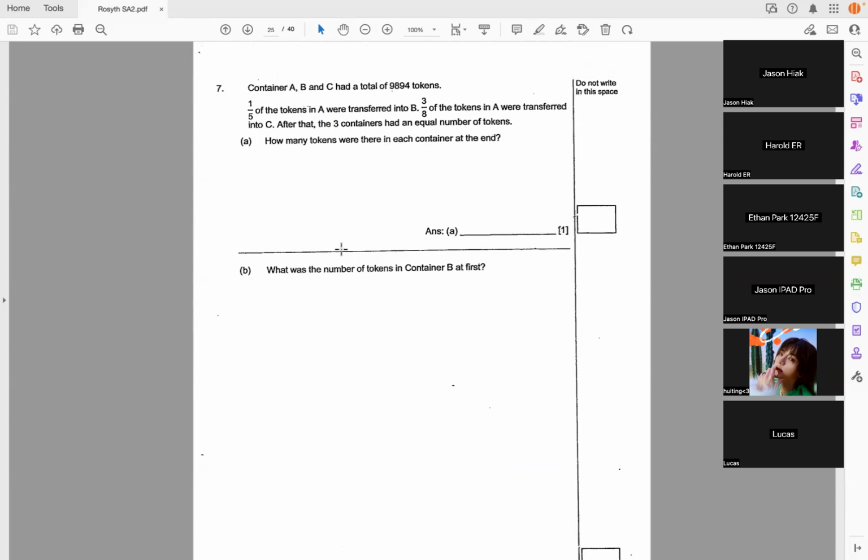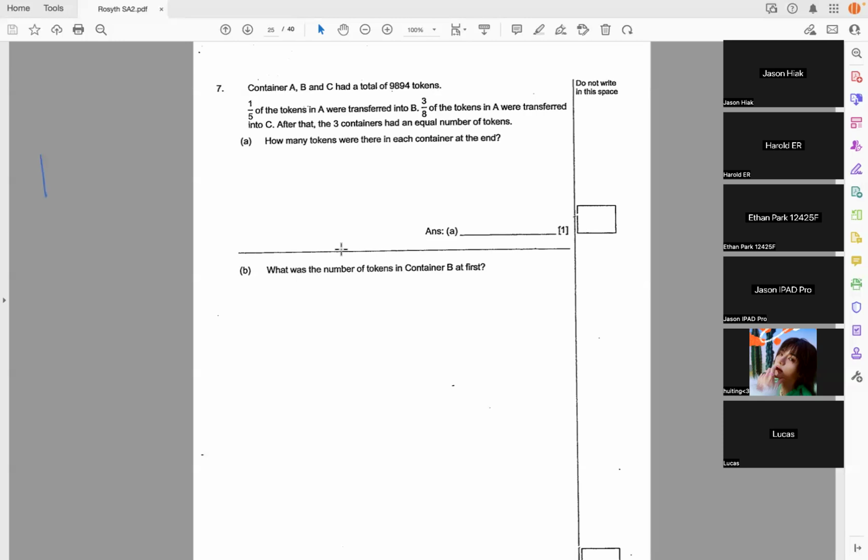Container A, B, and C had a total of 9894 tokens. 1/5 of tokens in A were transferred to B. 3/8 of the tokens in A were transferred to C. After that, the 3 containers had an equal number of tokens. How many tokens were there in each container at the end? So it goes like that.